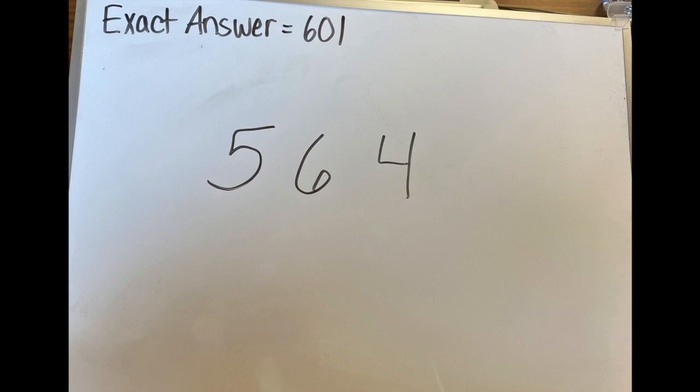I'm going to look at the first addend that we had in that problem that we just solved earlier, and it was 564. Remember, the problem was 564 plus 37? Well, I'm going to look at the 564, and we are going to estimate. So this is where we are going to round the number.